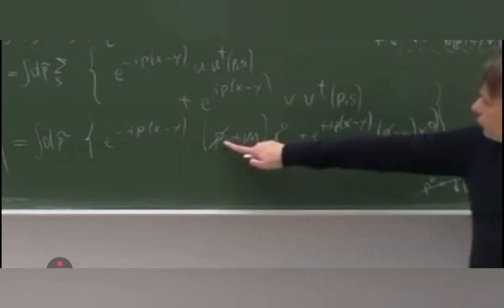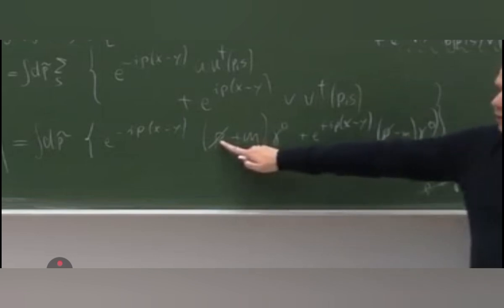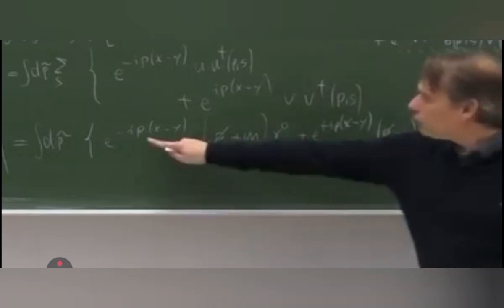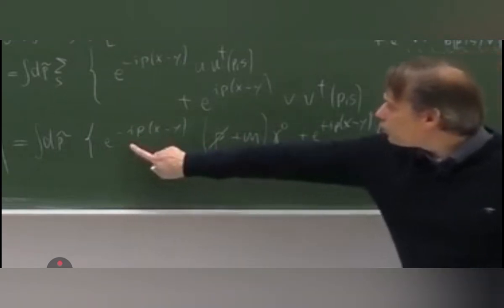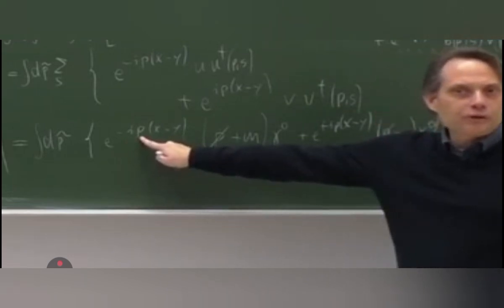Here there is a P0 which appears. Here there is also a P0 which appears. And then we have P vector which appears here, P vector which appears here. P vector also appears in the exponent. And then you have two exponential functions. They differ only by the sign of P vector in the exponent.